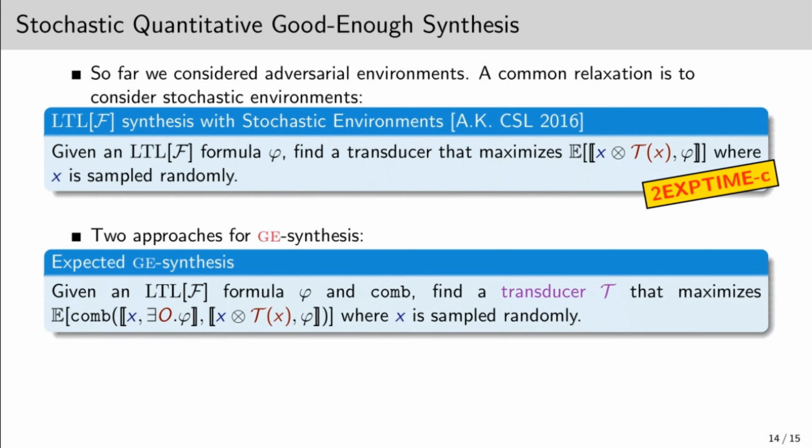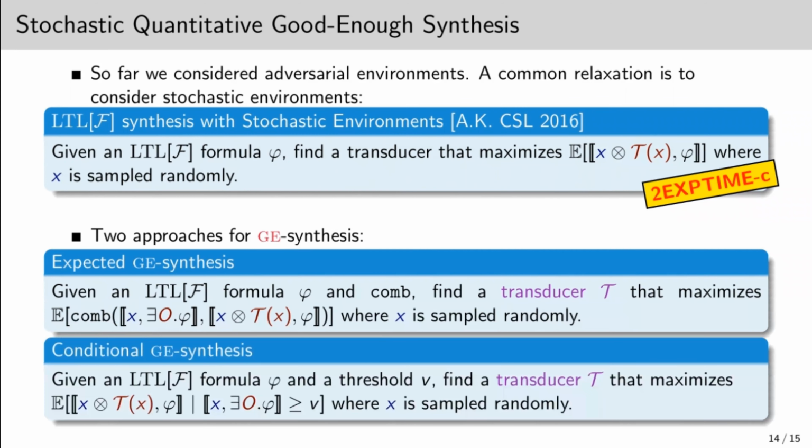Intuitively, this means we take into account all inputs and factor in the hopefulness within the satisfaction value using the combination function. In the second approach, we still take the assume-guarantee perspective, but we use a stochastic version of assumption by means of conditional expectation.